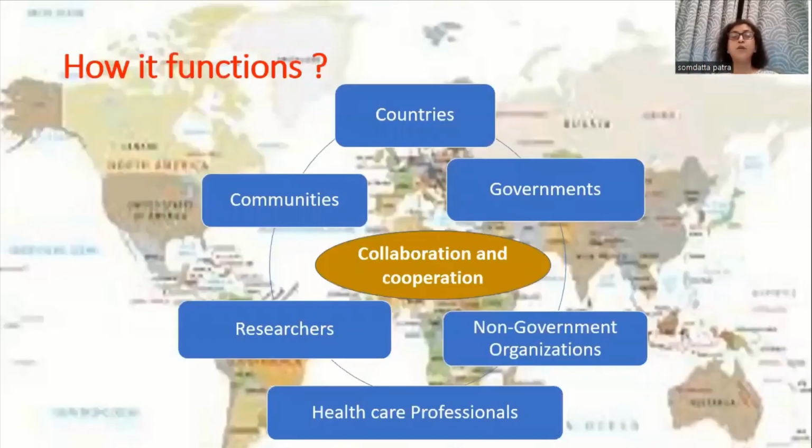How does it function? It functions by collaboration and cooperation between countries, governments, and non-government organizations. In relation to international health, these non-government organizations or NGOs are also known as international health agencies. Can you name some international health agencies? Yes, they are WHO, World Health Organization, UNICEF, USAID. Besides countries, governments, and non-government organizations, other key stakeholders are healthcare professionals, researchers, academicians, and communities.